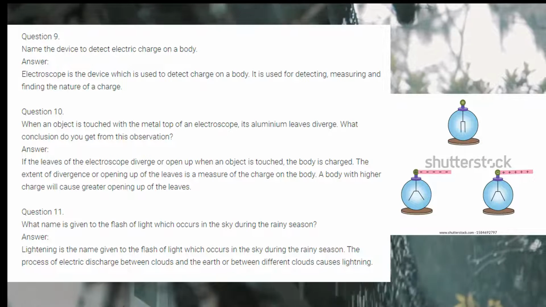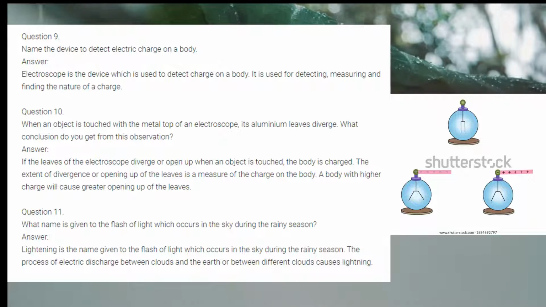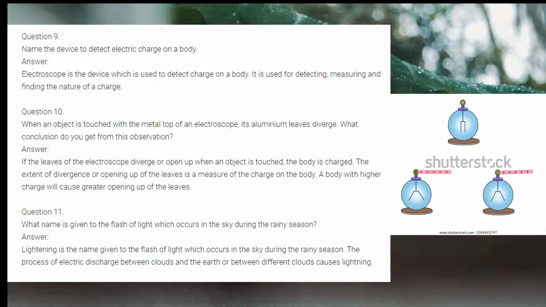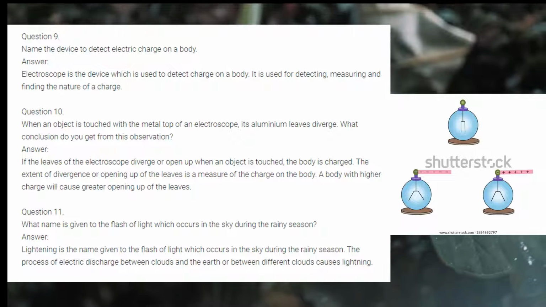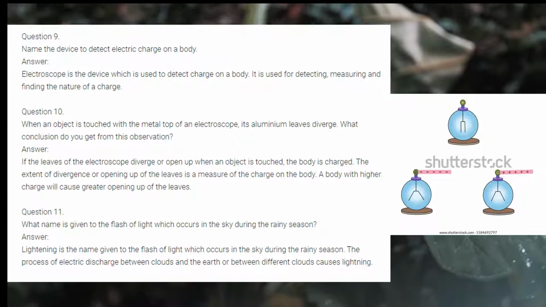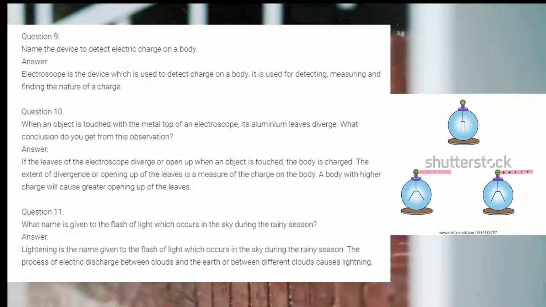Question 9. Name the device to detect electric charge on a body. Answer. Electroscope is the device which is used to detect charge on a body. It is used for detecting, measuring and finding the nature of a charge.